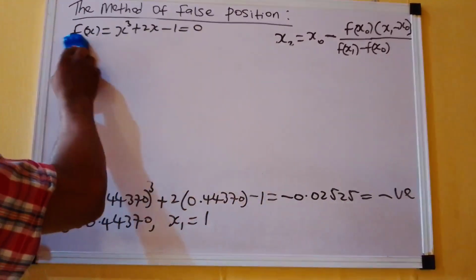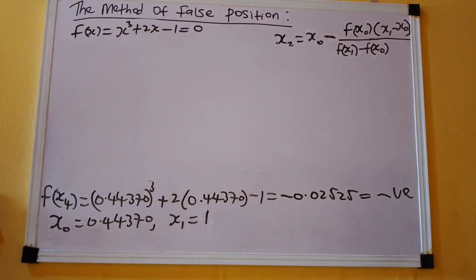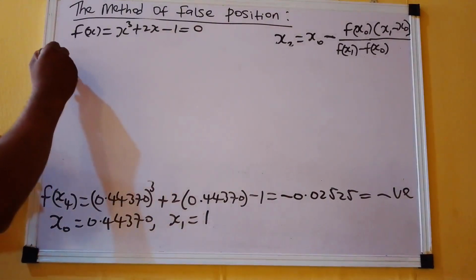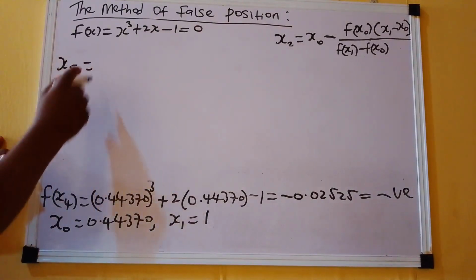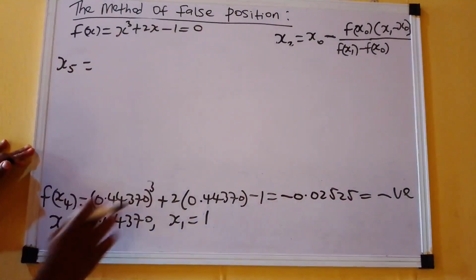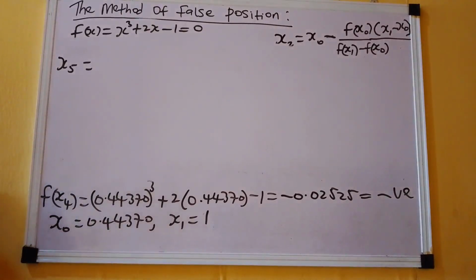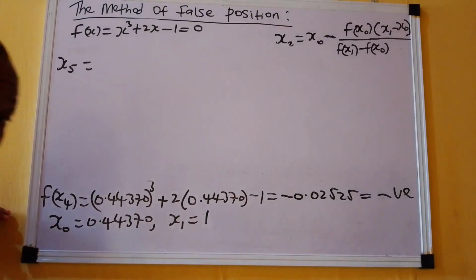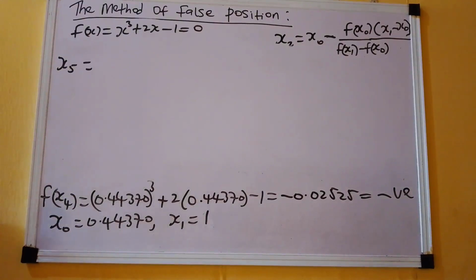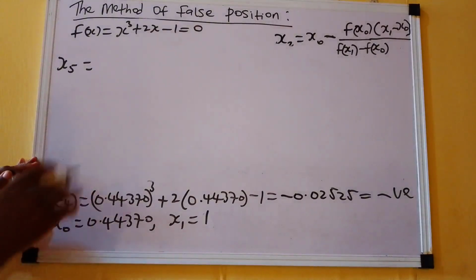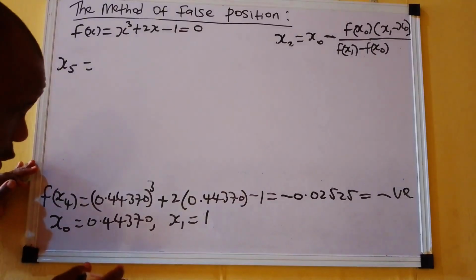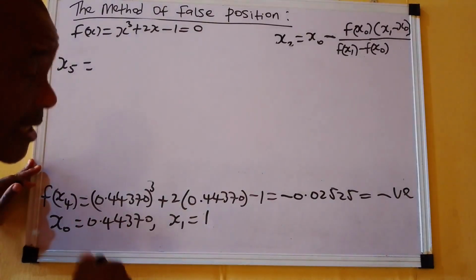Getting our x5 is as simple as anything. So here, our x5 is equal to, now we have values for x0 and x1, so we will keep renewing x0, x1 depending on the sign. F of x0 and f of x1 must be of opposite signs. If f of x0 is negative, then f of x1 must be positive. Both of them are not permitted to have the same sign. So that's what gives us the condition to replace either x0 and retain x1.